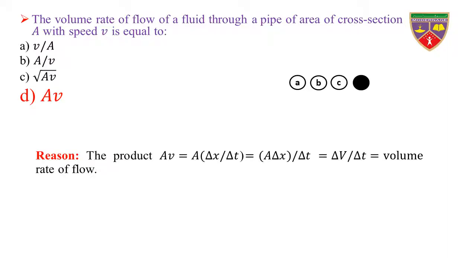Reason: the product A into V is equal to A into delta X over delta T, which is equal to A delta X divided by delta T, which is equal to delta V divided by delta T, which is equal to the volume rate of flow. Hence, the volume rate of flow is equal to A into V.